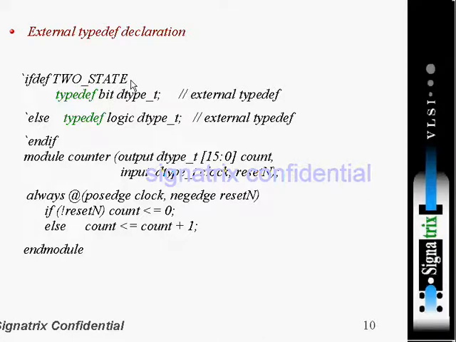Getting? If we want d_type_t to be used, then you should assert that two_state. No, it's not like that. If you're not asserting this two_state, it will go to this else part. In that case also d_type_t is there, but the only thing is here the data type is different. Okay.